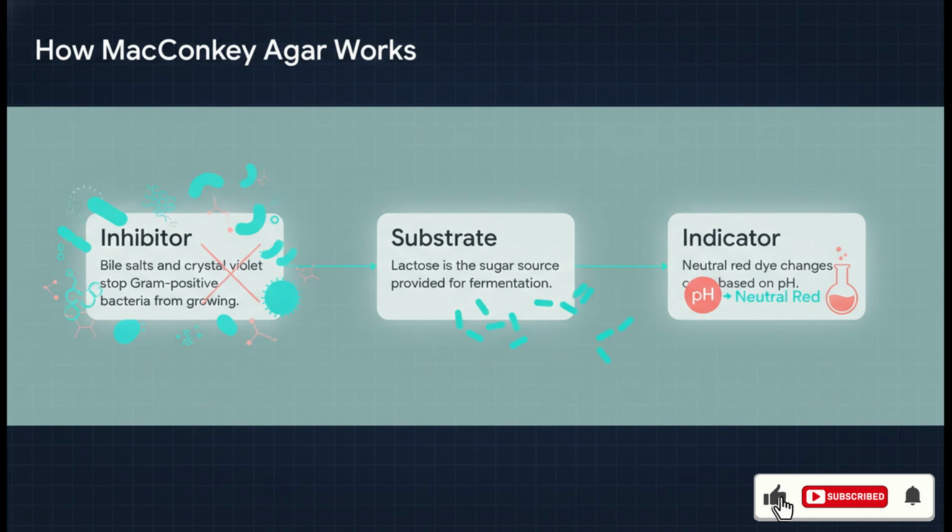Let's just quickly break down how it works. First, it has inhibitors in it that stop gram-positive bacteria from growing. This basically clears the field for our suspects. Second, it's got lactose as the main food source. And third, it has a pH indicator called neutral red that's going to act as our little color-changing informant.